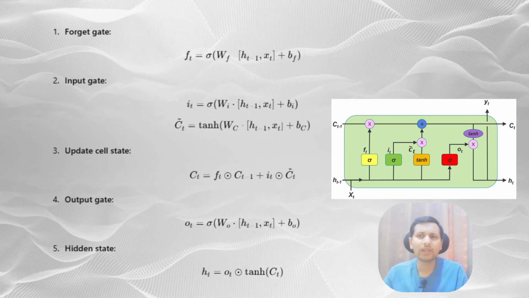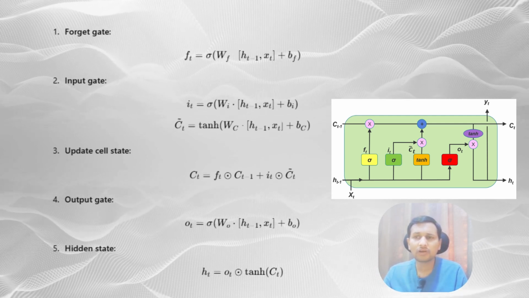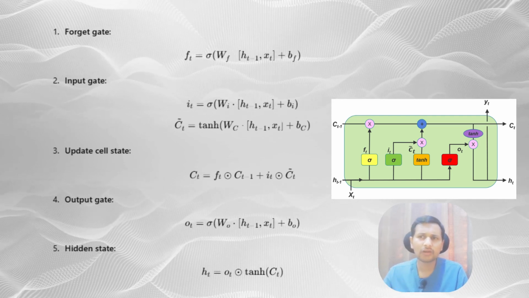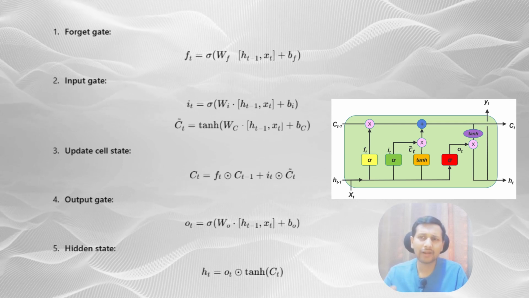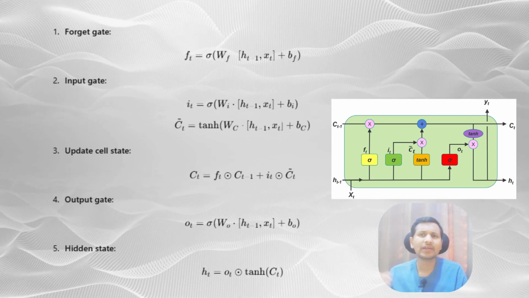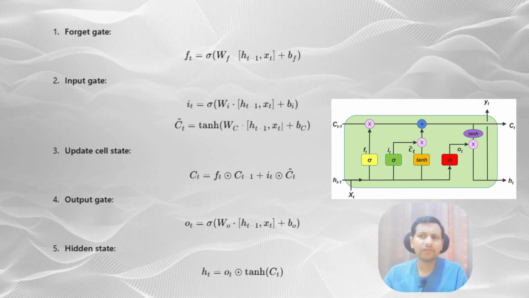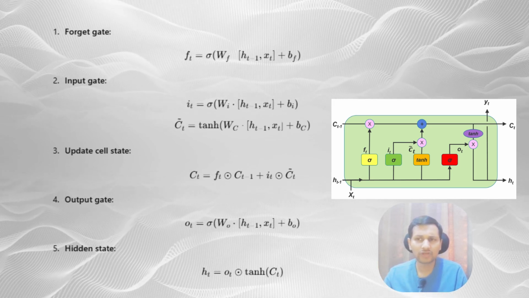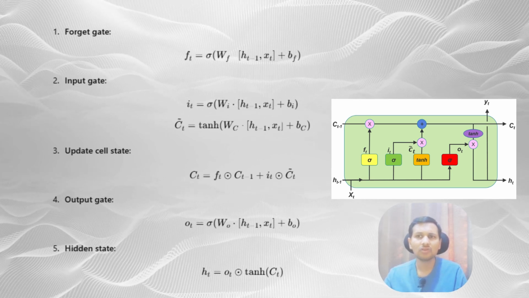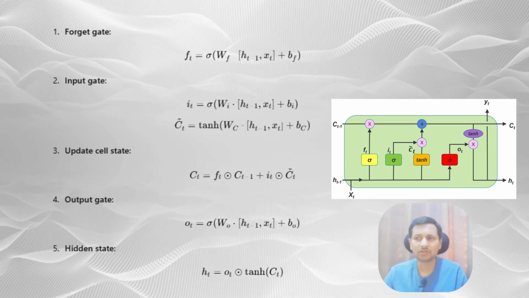And we have the output gate, ot equal to sigmoid of W_o and the same matrix [st minus 1, xt]. We can see that this is a concept of linear algebra, plus bo. For the hidden state, we have st equal to ot, the output vector, dot product with tanh, which is the activation function, of the updated cell state ct. So this is how our LSTM works.